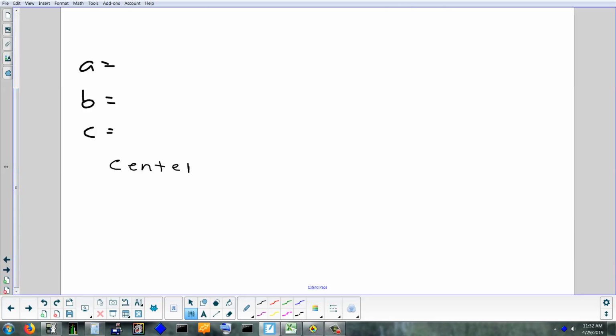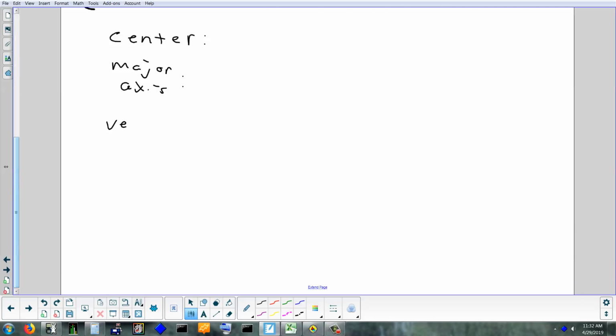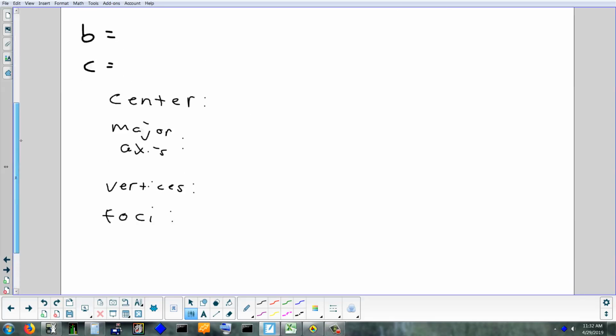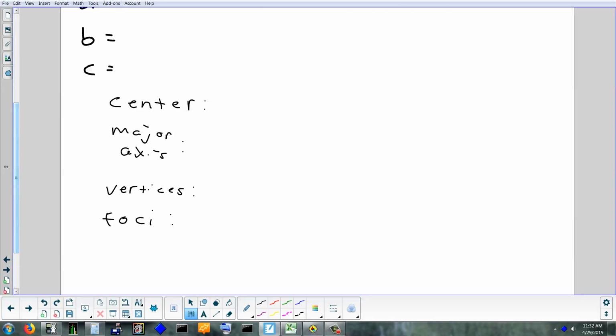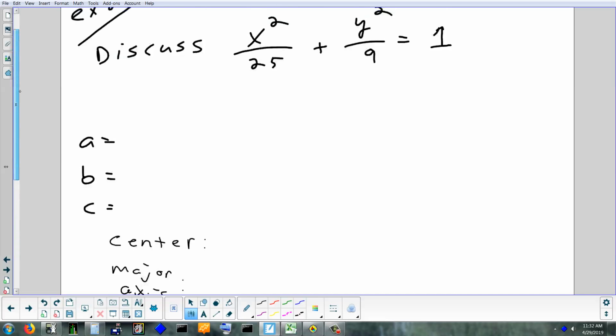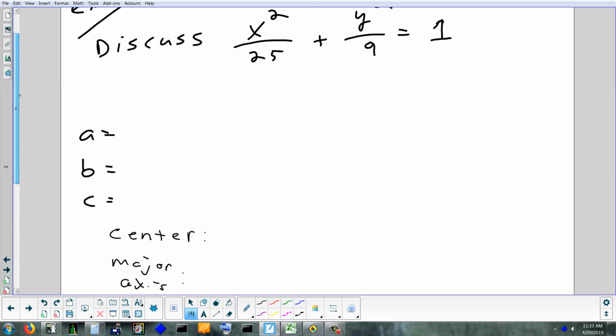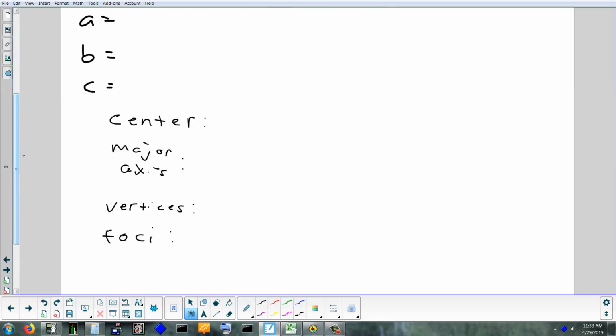Center, which way the major axis goes. Your choices would be horizontal or vertical. What else? The vertices. And the foci. Those are the 4 things. You're not going to have to memorize that those are the 4 things; when they say discuss, I will ask you for those 4 things.